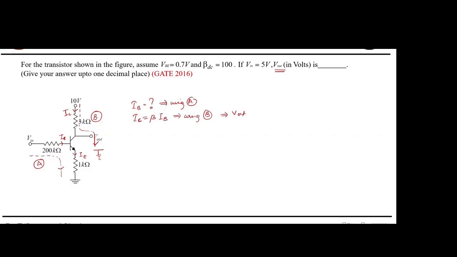Sir, V output is equal to VCE also. No, no. Why? Because VCE is the potential difference between this terminal and this terminal. V output is between VC and the ground. There is a difference.